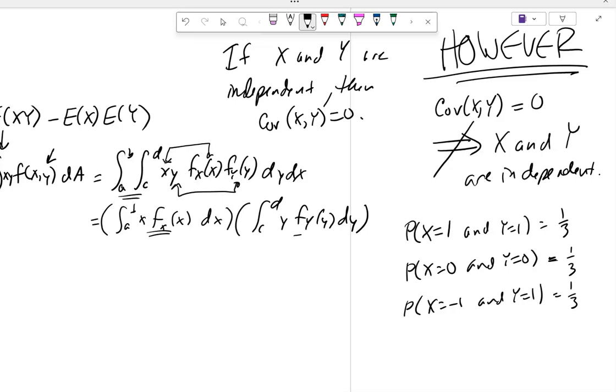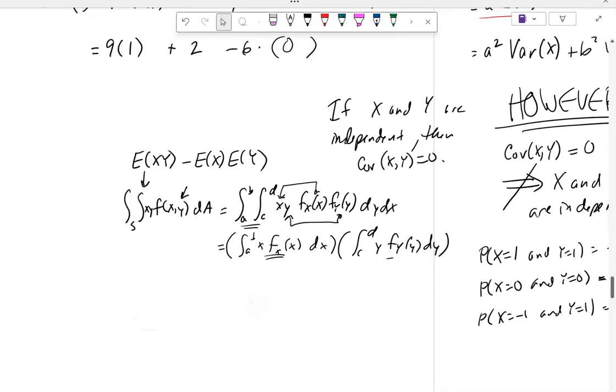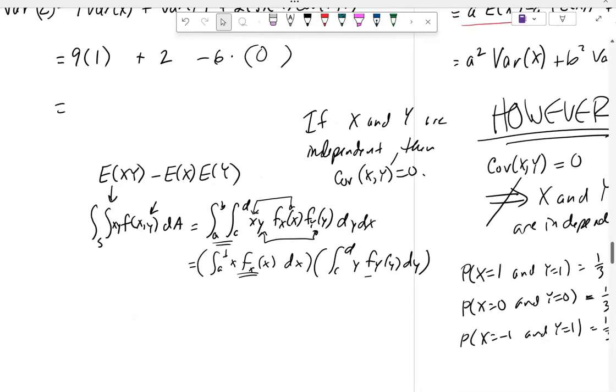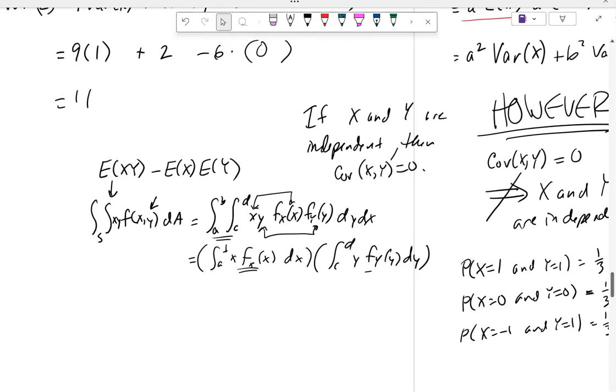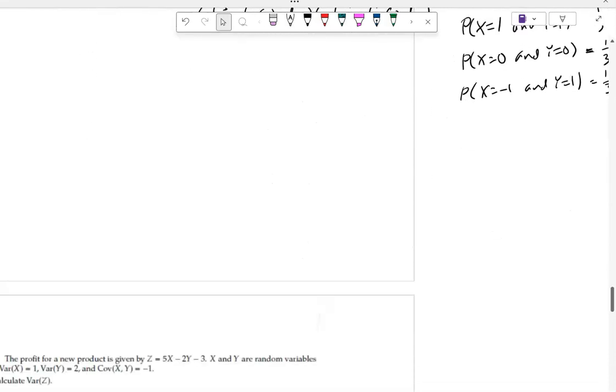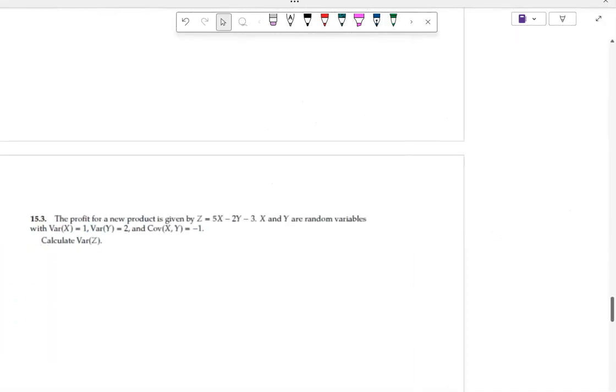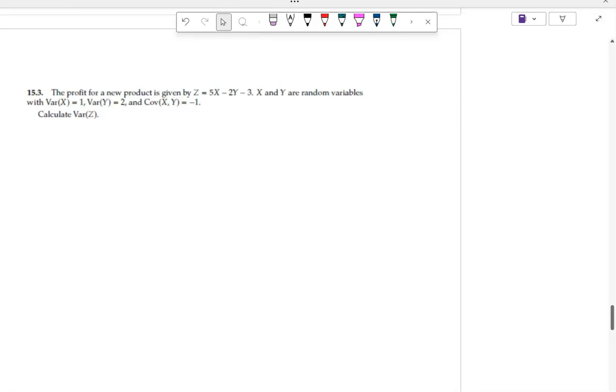So independent implies covariance is 0, but it does not work the other way around. Be careful with that. But anyway, going back up to this original problem that we did, we get 11 at the very end. Is this okay? What questions do you have? Let's just do this last one because it's similar, and then we will quit for the day. We've got 3 minutes, but we should be able to do this one in 1, I hope.